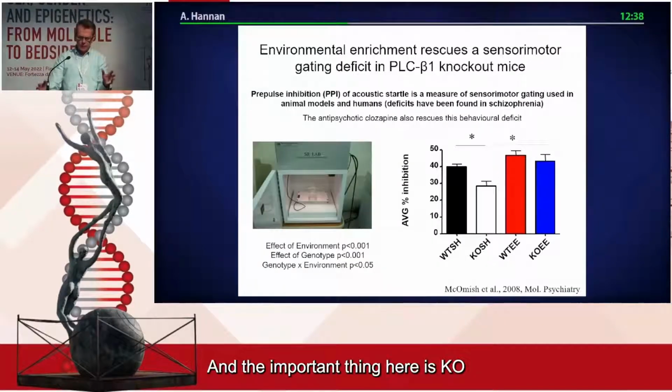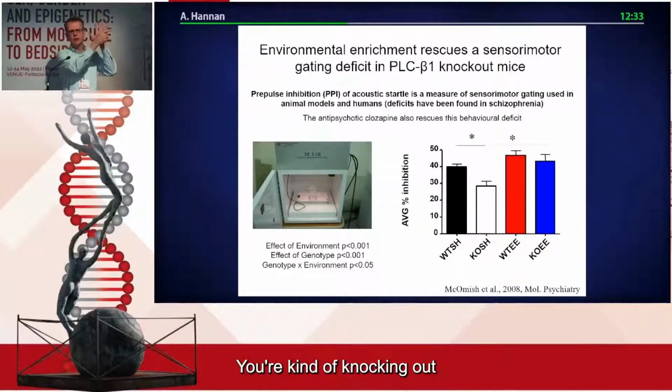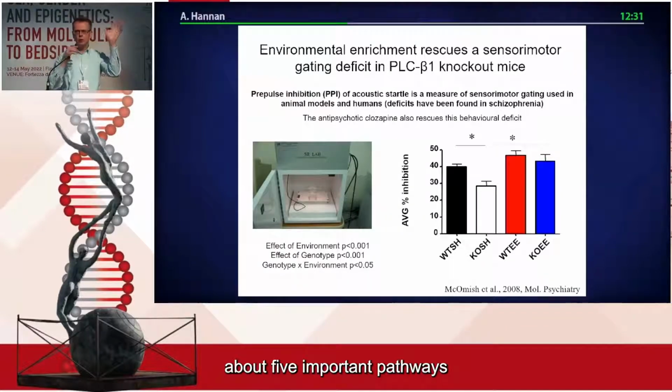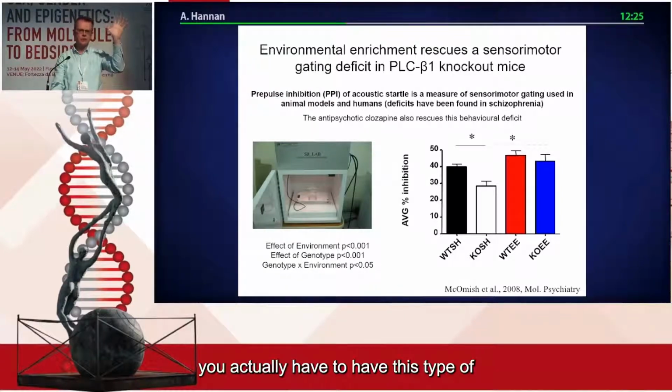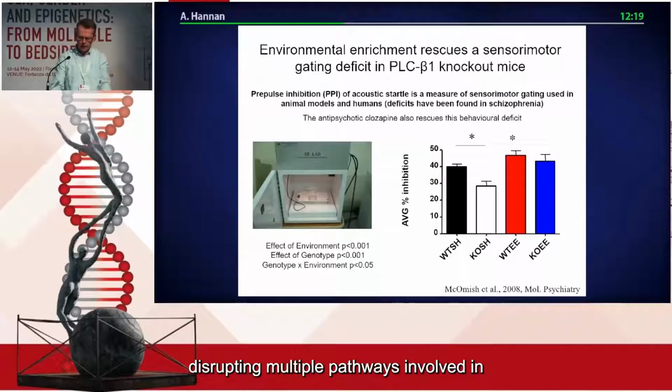And the important thing here is KO refers to knockout. It's actually with PLC beta 1, you're kind of knocking out about 5 important pathways that we think are relevant to schizophrenia. So if you want to model a psychiatric disorder, you actually have to have this type of mutation, ideally, that's disrupting multiple pathways involved in brain development.